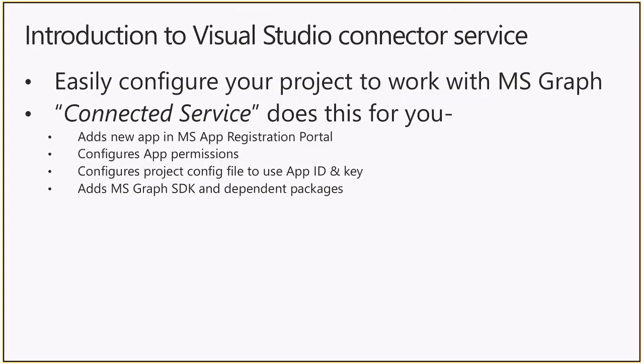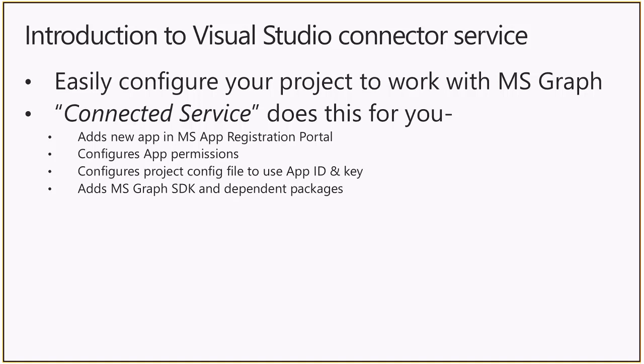When you want to start programming with Microsoft Graph, you have your own project. You may have your ASP.NET Web project or Windows project or console app or anything. And there are certain steps you need to do before you can write your first line of code in Microsoft Graph. So Visual Studio Connector service or connected service allows you to do all the steps. That means it does all the steps behind the scene for you, like registering your application on app registration portal, or you can see that the same in Azure AD also, configuring the app permissions.